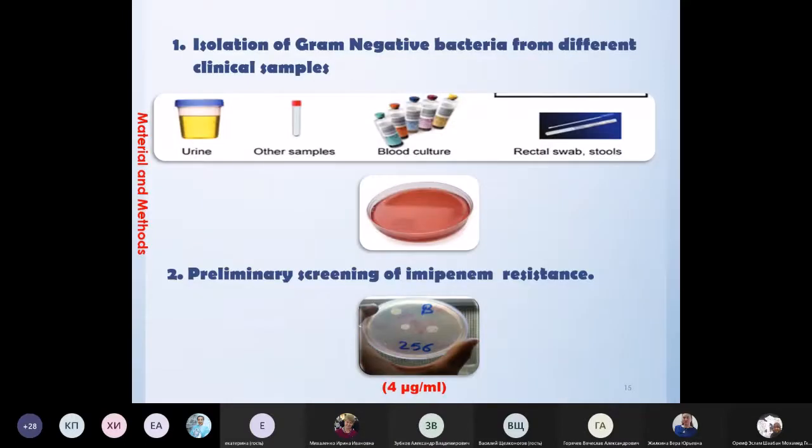How was the work done? First of all, we isolated gram-negative bacteria from different clinical samples, from urine, blood samples, sputum, and other samples. After that, we identified and cultured them on MacConkey agar plates, which is a selective medium for gram-negative bacteria. And then we made preliminary screening of imipenem resistance using the agar dilution method, containing the carbapenem breakpoint of 4 micrograms per milliliter.